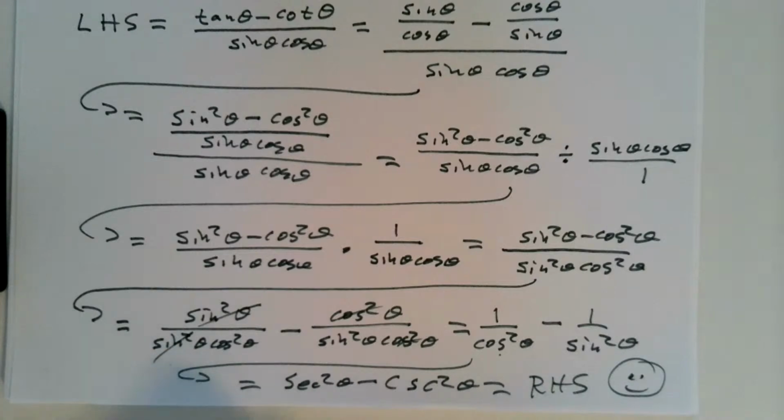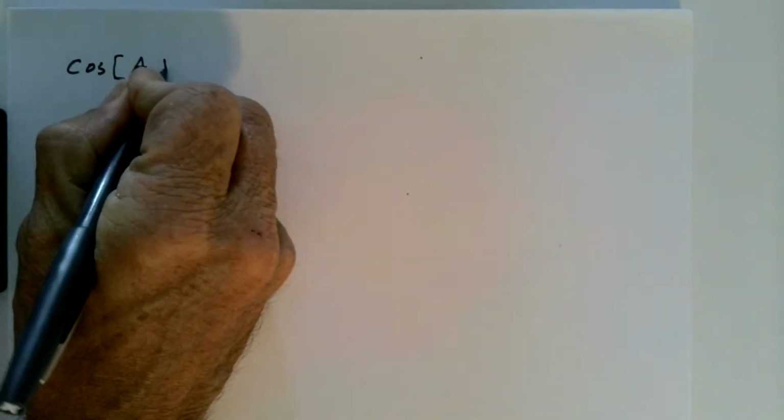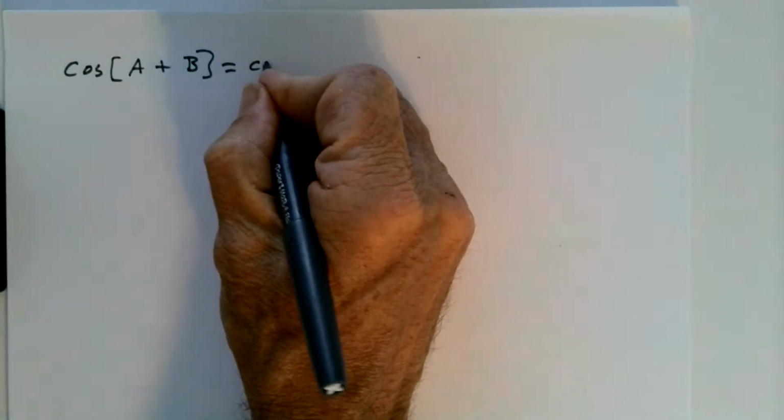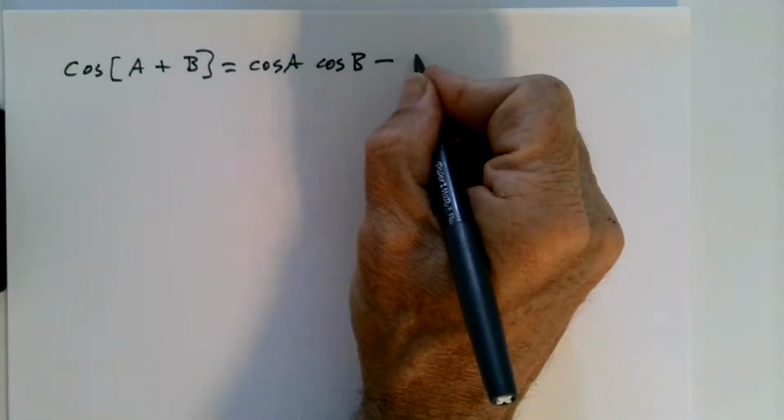All right. Now today we're going to add a couple identities to our list, namely the sum and difference identities. So let's quickly establish those and then do a few problems with them. So we have cos of A plus B is cos A cos B minus sine A sine B.